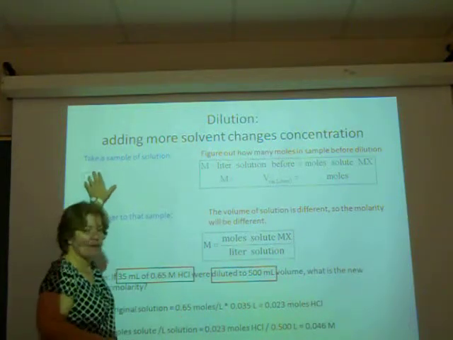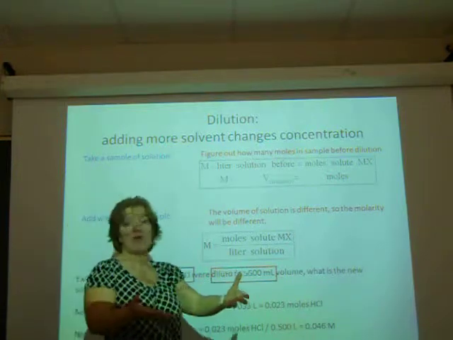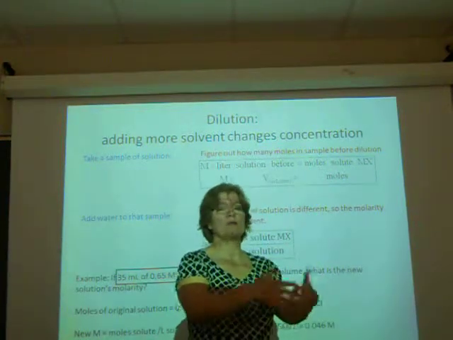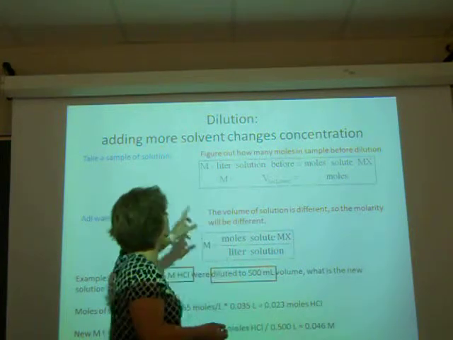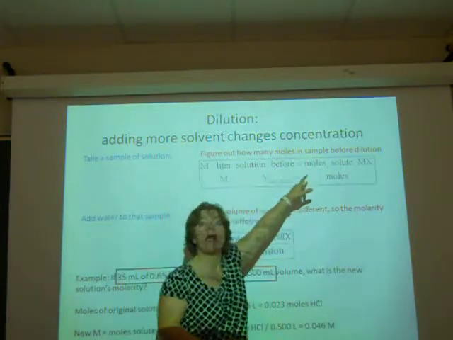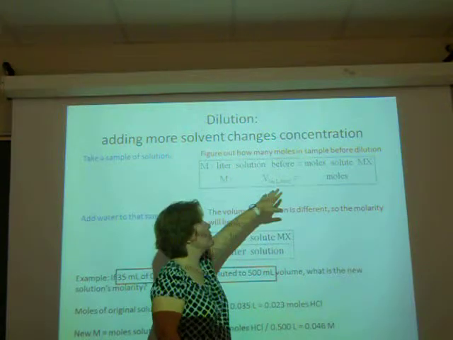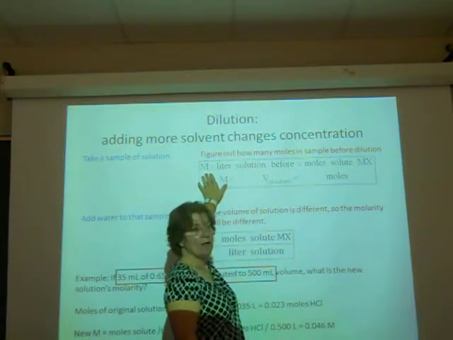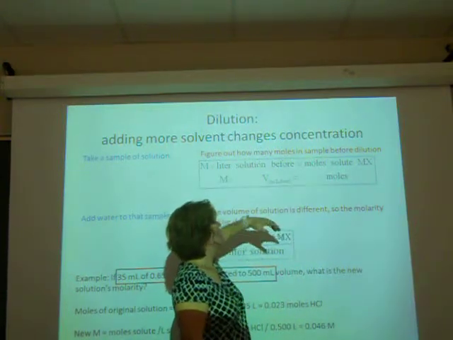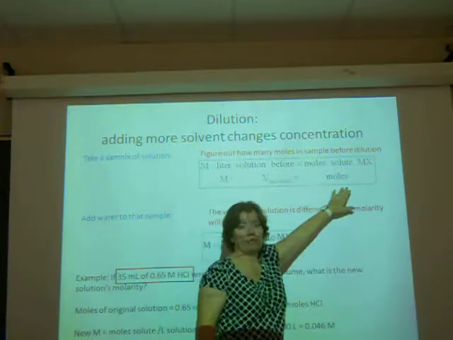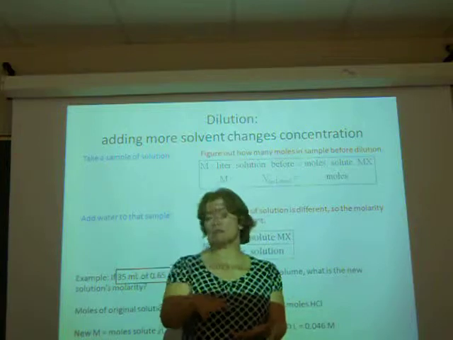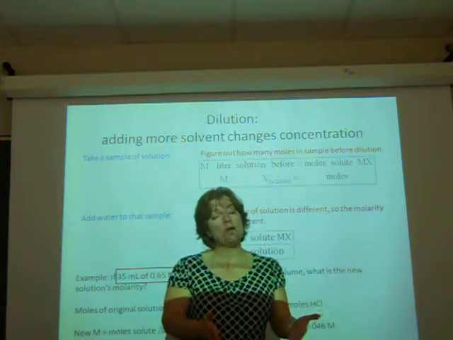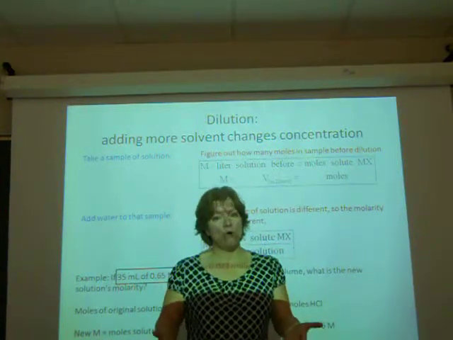So I'm going to take a sample of the solution, a certain volume of a known molarity, and I start with that. And I can figure out how many moles of solute are in that sample before I add more water. Again, we know that moles of solute is equal to molarity times the liters of the solution. So I'd multiply those together to get the moles of the solute. And then I'm going to realize that after I add the water, I still have the same amount of moles of solute, but I now have more solution.